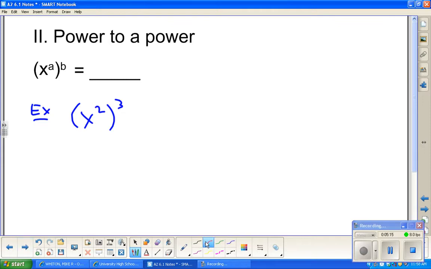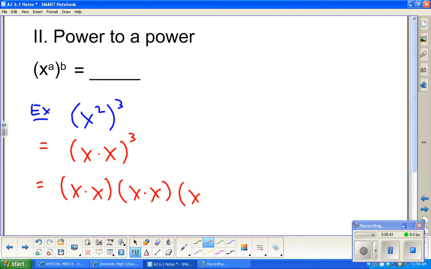Okay, and you can come up with the rule again if you actually expand it out. X squared is x times x. And that thing's getting raised to the third power. So what does it mean to take something to the third power? Yeah, times it by itself that many times, right? So there's one of them. Here's a second one. Here's a third one.